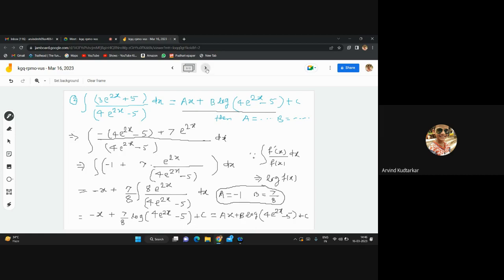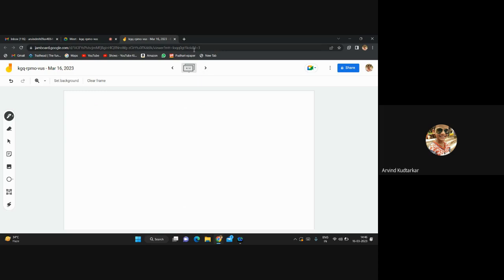Let's take the next example. Sorry, it is an indefinite integral, not definite. So integration of dx upon cos 2x minus cos square x.